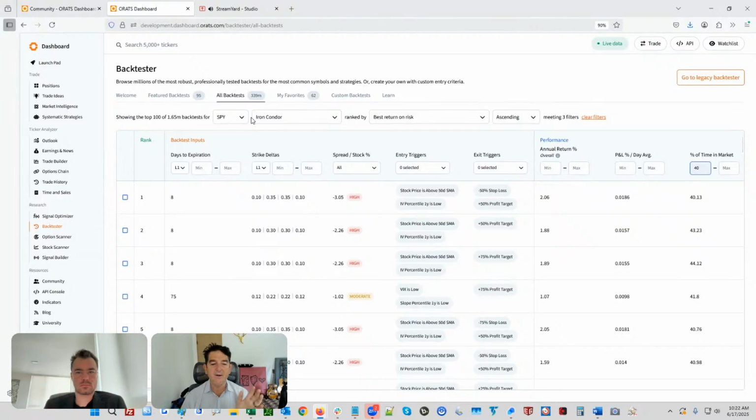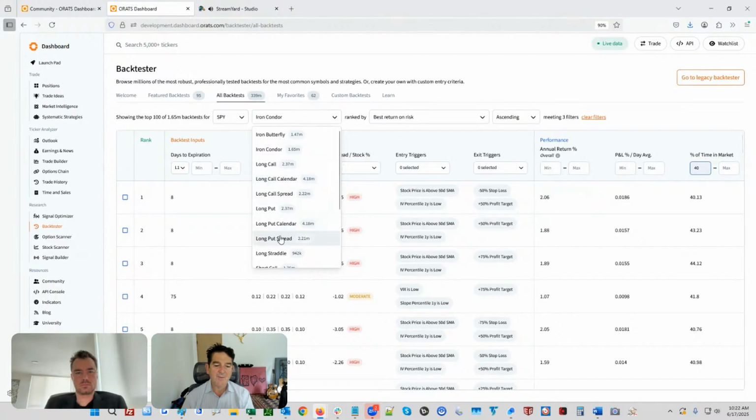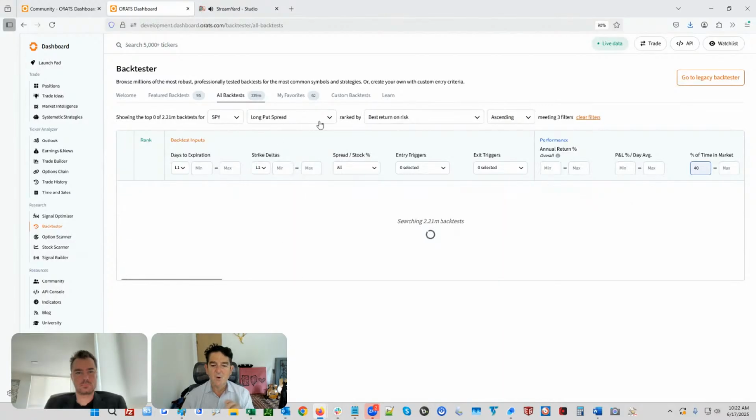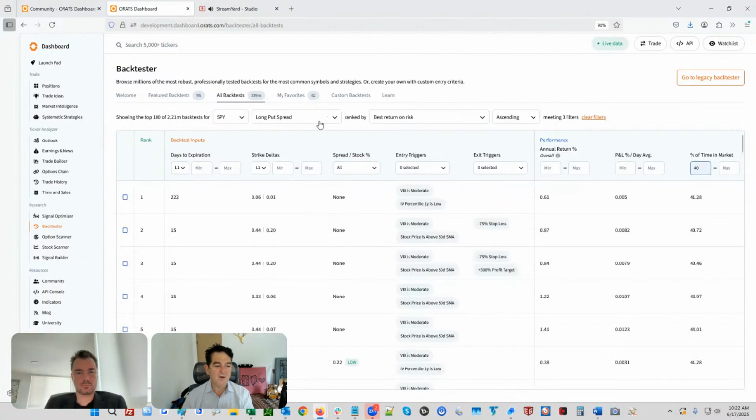So you don't have to go in and type in all this stuff and then see what the returns are. We also have, for a few of our symbols, entry and exit triggers pre-canned. So you can find out when is the best time to do an iron condor, or when is the best time to do a long put spread, or when is the best time to do all these other types of calculations. So, when the VIX is moderate, you could say, well, what does that mean?